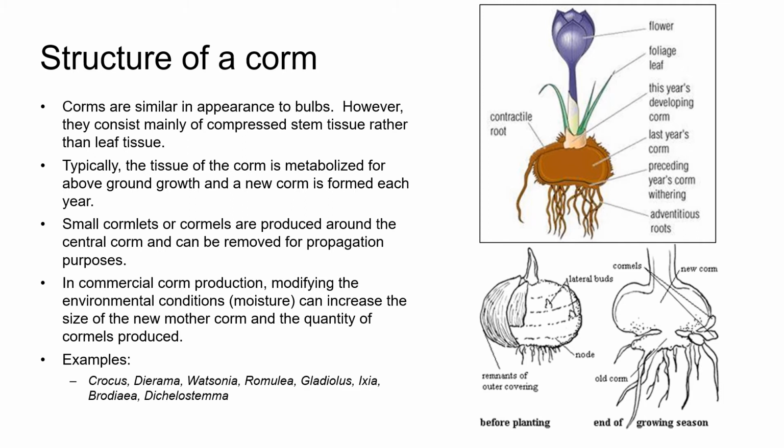Corms, again, usually have contractile roots which pull the new mother corm down to the appropriate depth in the soil. These contractile roots can be distinguished from the true roots by their ridges, which help to pull the bulb down. In commercial corm production, modifying the environmental conditions can increase the size of the new mother corm and the quantity of cormels produced. Examples of plants which grow from corms include crocus, dierama, watsonia, romulea, gladiolus, ixia, and brodiaea.